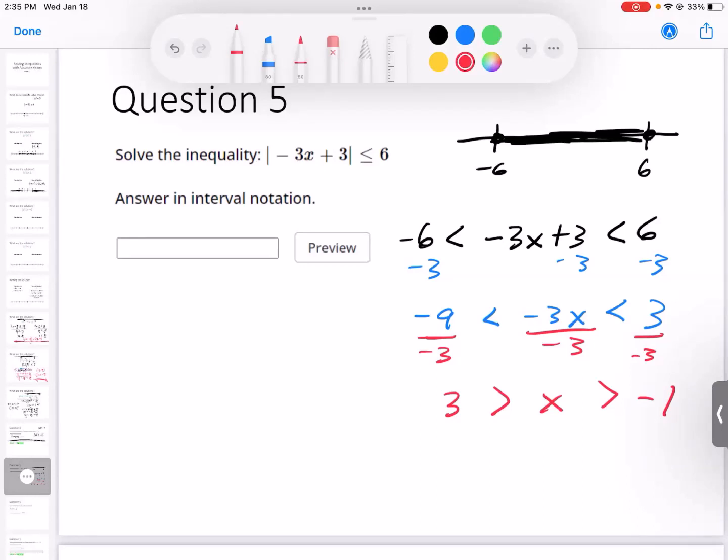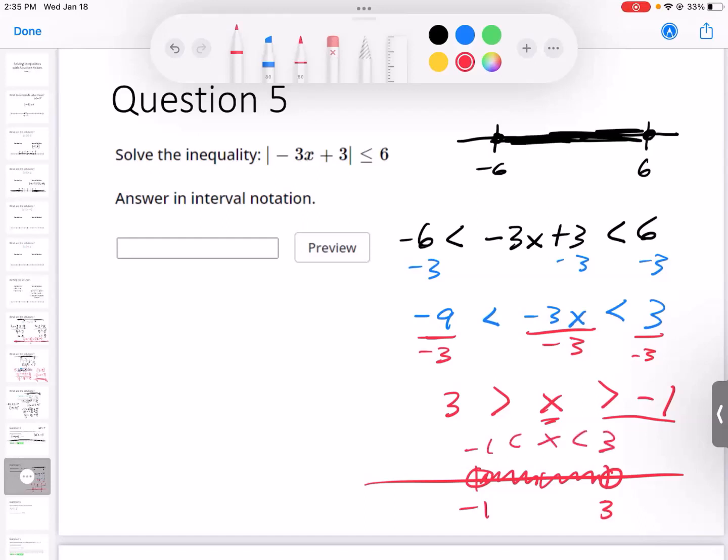So what that's saying is that x has to be in between 3 and negative 1. On a number line, x has to be bigger than negative 1, so it's all of these numbers, but it also has to be less than 3. So it would be this range right here. But as you can see, negative 1 is smaller than 3, so it might be more reasonable to write this as negative 1 is less than x is less than 3.